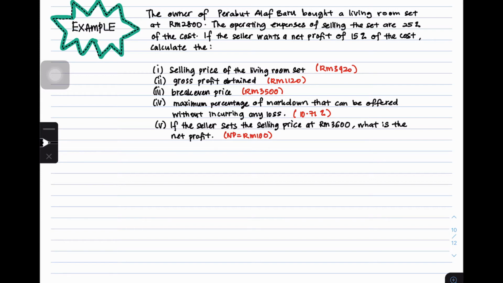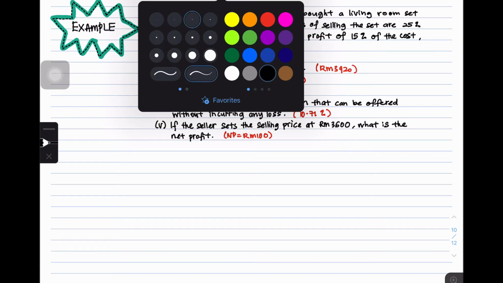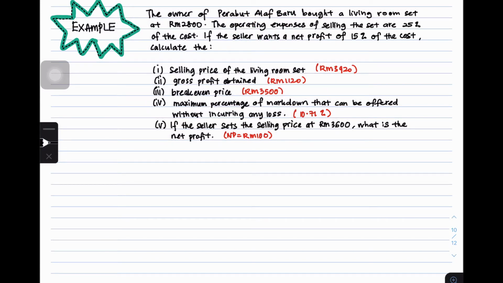Okay, so kita nak tengok dulu maklumat yang kita ada. Owner, pemilik perabot ala baru ni nama syarikat lah. Dia beli satu set ruang tamu, living room set, pada harga 2,800. So this one will be our cost. Operating expenses of selling the set are 25% of the cost. So operating expense untuk jual set tu adalah 25% daripada cost. If the seller wants a net profit of 15% of the cost. So seller ni sekarang dia nak net profit 15% of the cost.